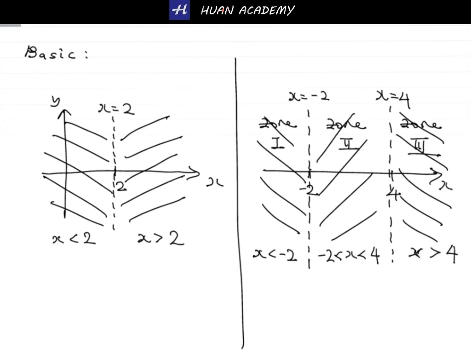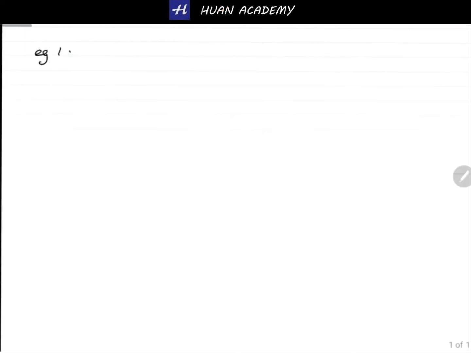For all the points inside zone 1, all the x values are smaller than negative 2. Any point that we get in zone 2 will have x falling between negative 2 and 4. And of course, for any point in zone 3, the x will be greater than 4. Okay, let's have a look at example 1.